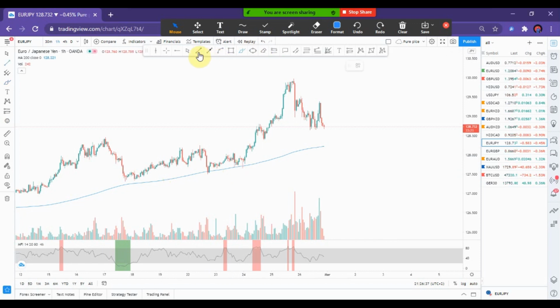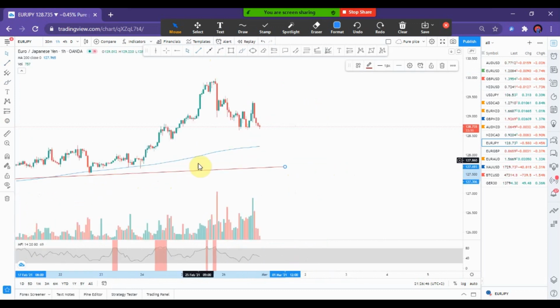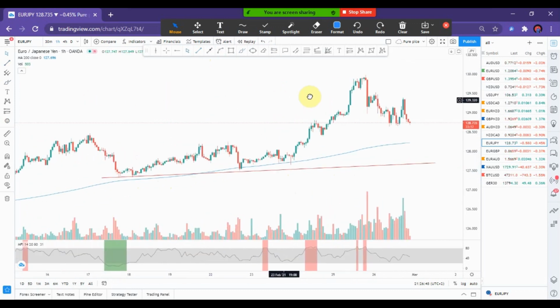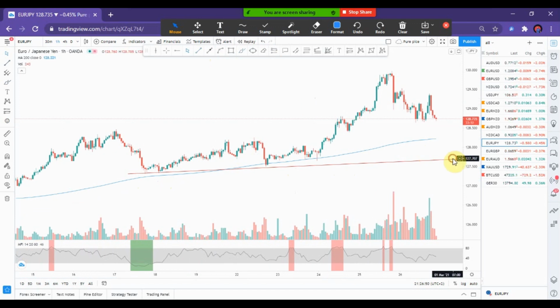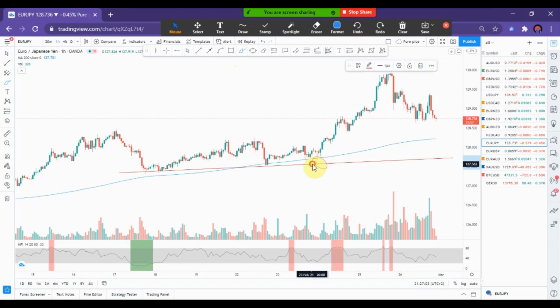For example, one can connect, maybe let me connect just these lows. One can connect these lows like this. Maybe let's say he's connecting the tails. He will connect his lows like this, and all of a sudden, when the market comes here, do you see that the market bounces, but it doesn't touch the line exactly? The market doesn't touch the line exactly, and a retail trader will usually miss this entry.